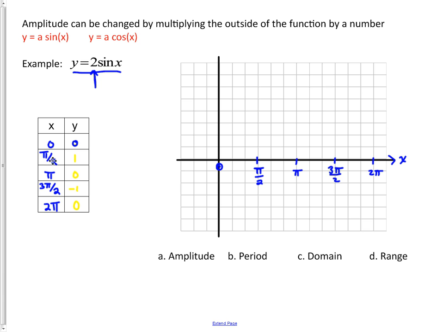So instead of going through 0, 0, well, it'll still go through 0, 0. Instead of going through pi over 2, 1, now it's going to go to pi over 2, 1 times 2, that's 2. Instead of passing through pi, 0, well, it'll still pass through pi, 0, but at 3 pi over 2, it'll go to -2 this time. And then finally at 2 pi, it'll go back to 0.